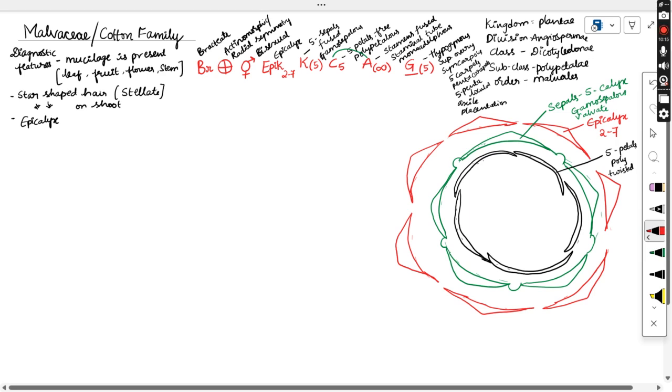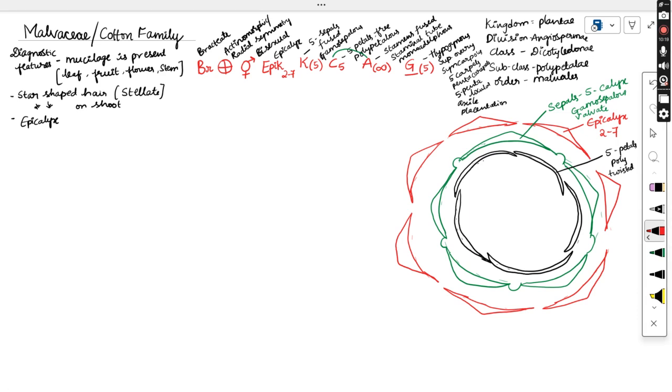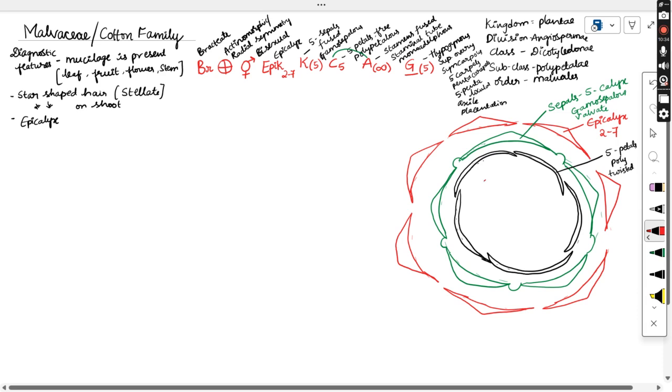Coming to the fourth wall, that is androecium. As we mentioned, all the stamens are in fused condition. So all the filaments are fused, leaving the anthers free. So the anthers which are present in this type are the monothecous type of anthers. As we mentioned, all the filaments are fused, anthers are free, and all the filaments are forming a tube type of structure. We call it as a staminal tube.